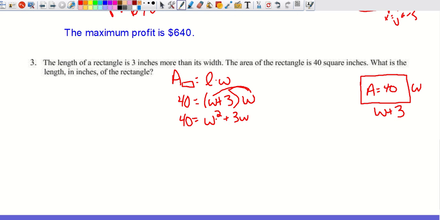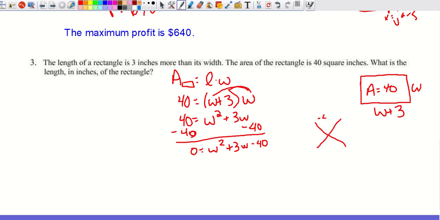Now, because there's a squared here, this is a quadratic equation. So think of the steps to solve. Number 1, I've got to get it in standard form and equal to 0. So I'm going to move the 40 over to the other side. Okay, so 0 is equal to w squared plus 3w minus 40. Number 2, we're going to figure out how to factor this. So checklist: no GCF, 3 terms means we're using trinomial, and I want this to multiply to negative 40 and add to positive 3.